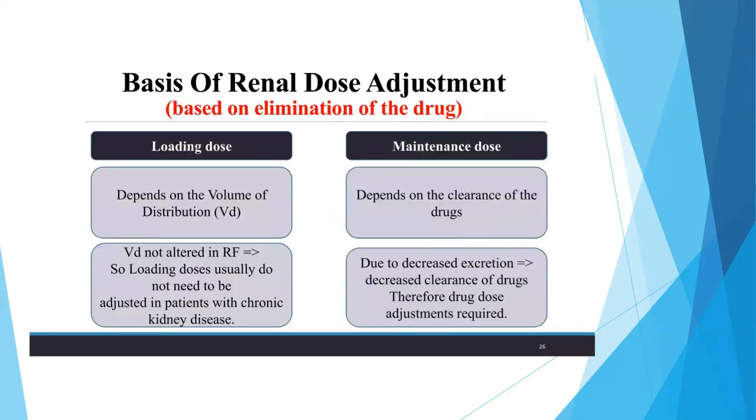So the basis of the renal dose adjustment, based on the elimination of the drug, depends upon the loading dose and the maintenance dose. The loading dose depends upon the volume of distribution, and the volume of distribution is not altered in renal failure patients. So the loading dose usually does not need to be adjusted in patients with chronic kidney disease, whereas the maintenance dose depends upon the clearance of the drugs, and due to the decreased excretion, there is decreased clearance of the drugs. So the drug dose adjustment of the maintenance dose should be required.